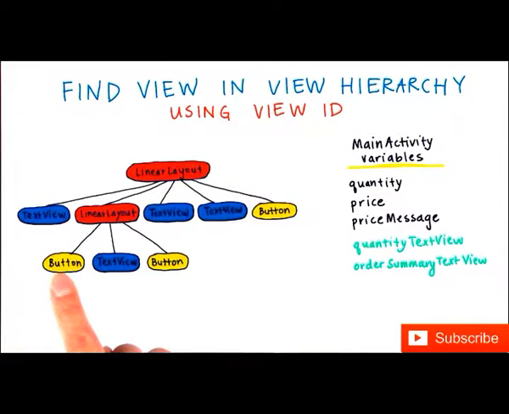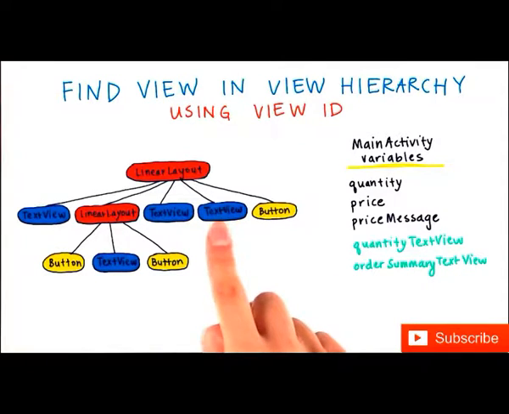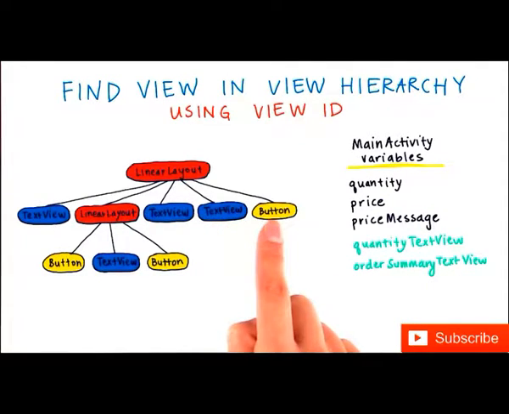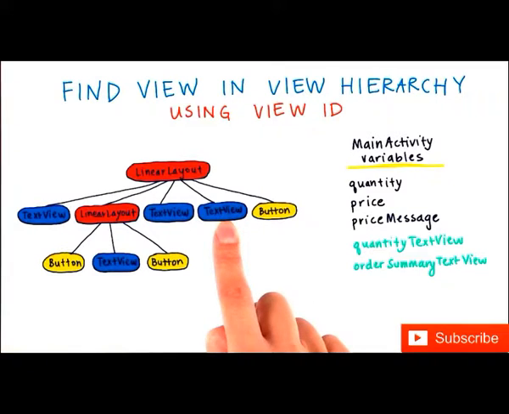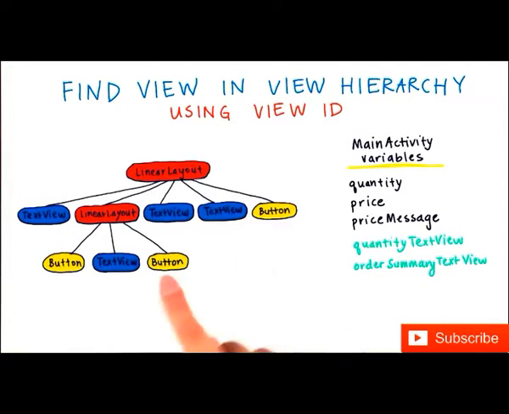If you click on the plus or minus buttons in the UI, then you can change the text view text to show a different number. We can also have a variable called order summary text view that points to this text view. When you click on the order button, then the order summary text view will change its text to show the new order summary. So you can see how having variables that point to some of these views would be useful for changing the UI when the app is running.